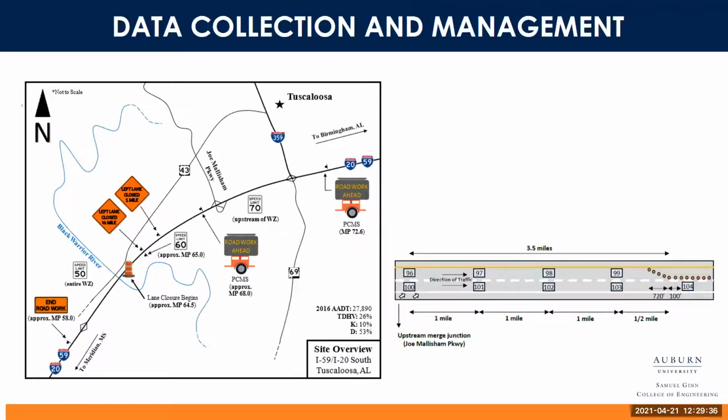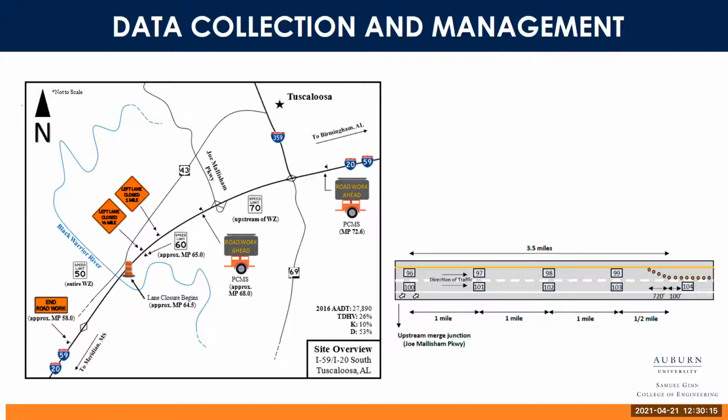So data collection and management first, of course. Here's a sort of schematic of the site. We collected data at a freeway lane closure on I-59 and 20. They overlapped through much of their journey in Alabama. So this is just southwest of the Tuscaloosa area, so sort of in the west central portion of the state, where traffic heading southbound first saw a couple of changeable message signs to let them know that they were approaching a work zone, and then sort of the standard lane closure work zone signage.